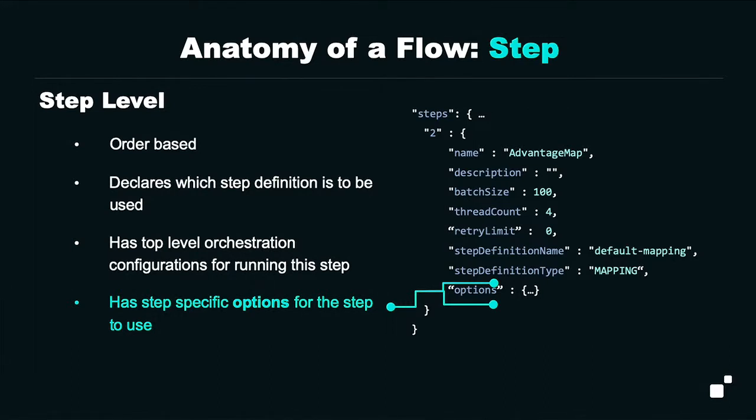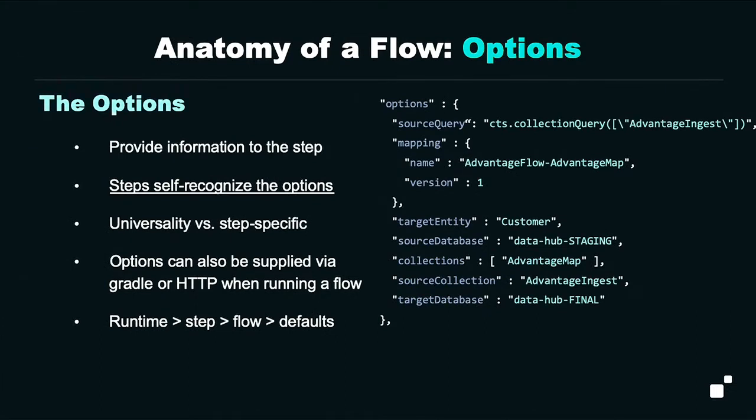And finally, we have step-specific options. So the next slide, options. What is an option? Well, an option actually provides information to the step. This is passed in during runtime. It tells the step how to perform the action on the MarkLogic server. This is a little bit different than the orchestration information with batches and retries and things like that. This is now taking place completely on the MarkLogic server. Steps are self-recognized. This means that if you pass in information the step doesn't care about, it's going to ignore it.